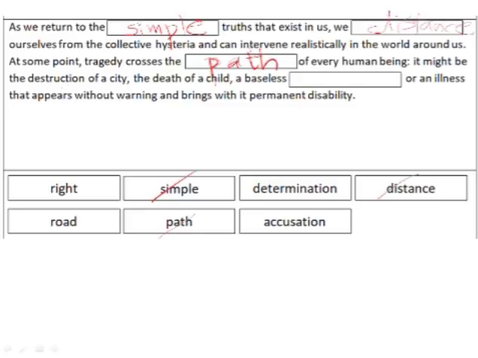It might be the destruction of a city, the death of a child, a baseless something, or an illness. What are these? These are all nouns with some negative meaning. So we have to select a noun that fits here. A baseless determination? No. Or a baseless accusation? Yes. So accusation is a word that can fit here. So we have done all of them correctly. That's good.